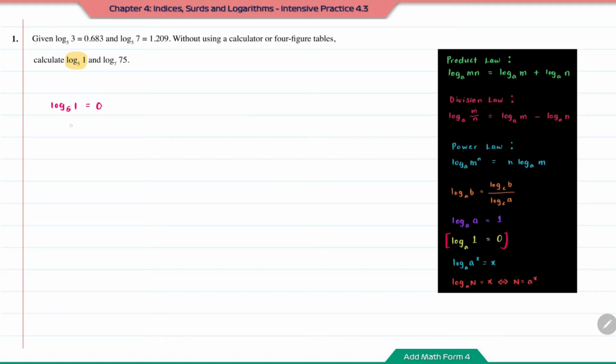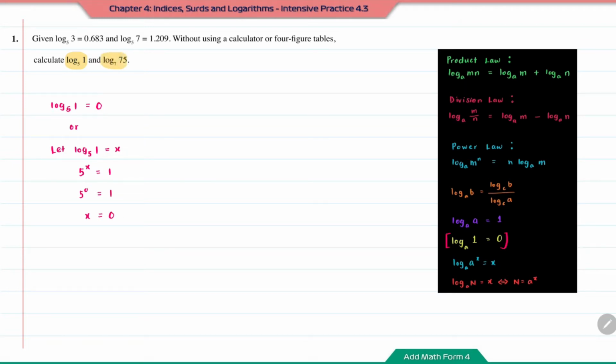Another method is that you can change these log forms into index form. Therefore, first I'm going to let this log base 5 of 1, the answer, equal to x. Therefore, when I change this to index form, it will be 5 to the power of x is equal to 1. So the x here has to be 0, because any number to the power of 0 will give you the answer of 1. Therefore, x, which is the answer, is equal to 0.